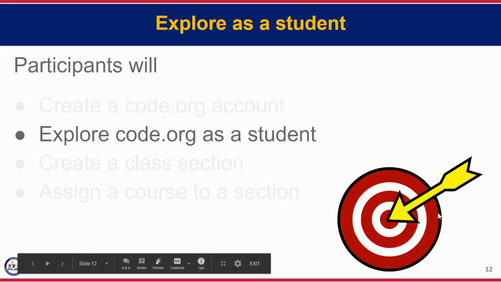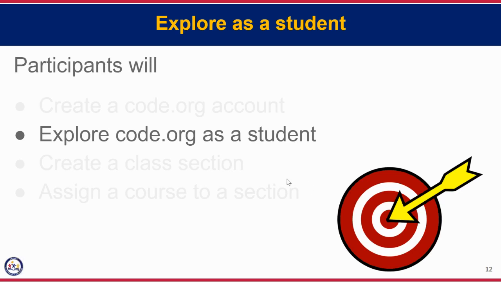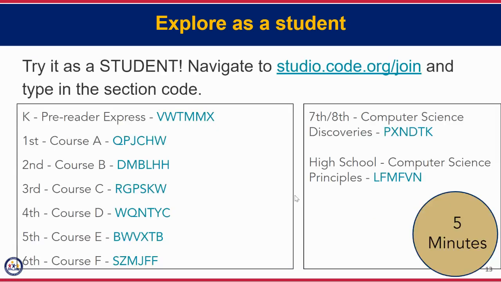The next thing we want to do is be able to explore Code.org as a student. So the next thing we're going to do is I'm going to send you the link to go to studio.code.org/join. So you'll navigate to studio.code.org/join, and it'll ask you to type in a code.